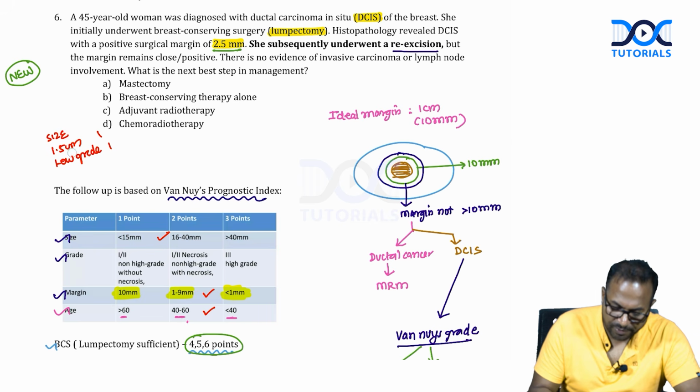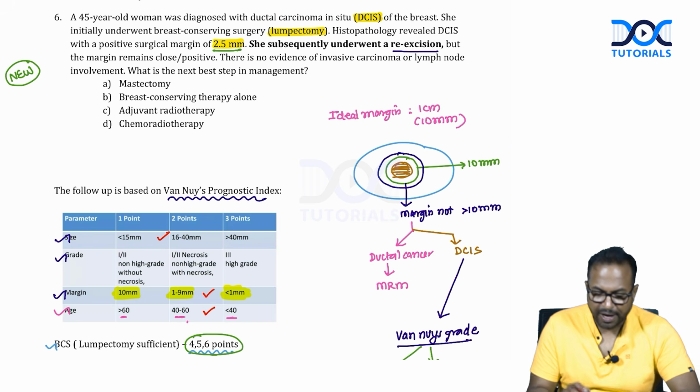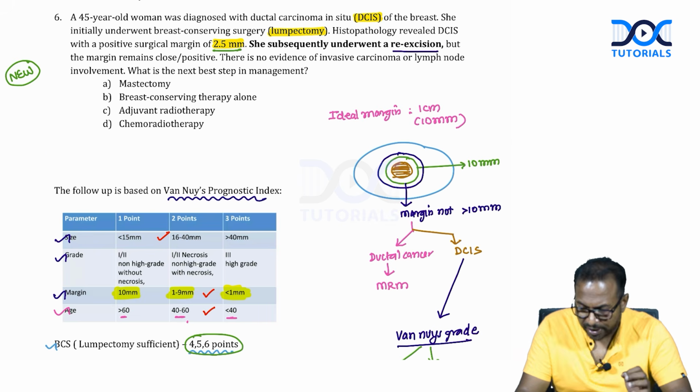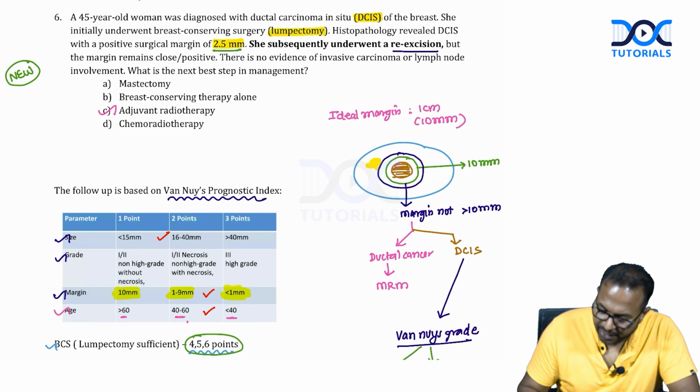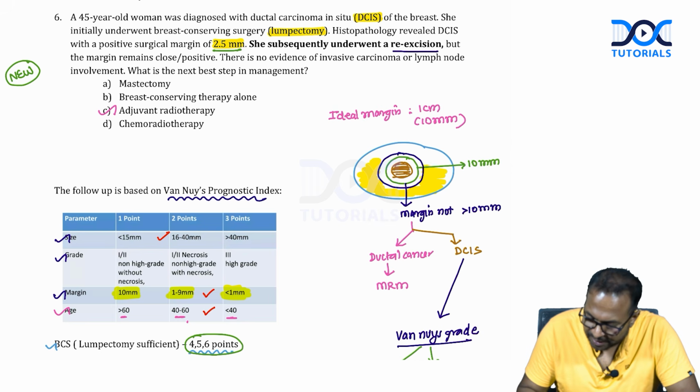So in this question, from whichever available factors, I think the examiner might have wanted you to answer adjuvant radiotherapy to the remaining breast. So we will give radiotherapy to the remaining breast will be the answer in this question.